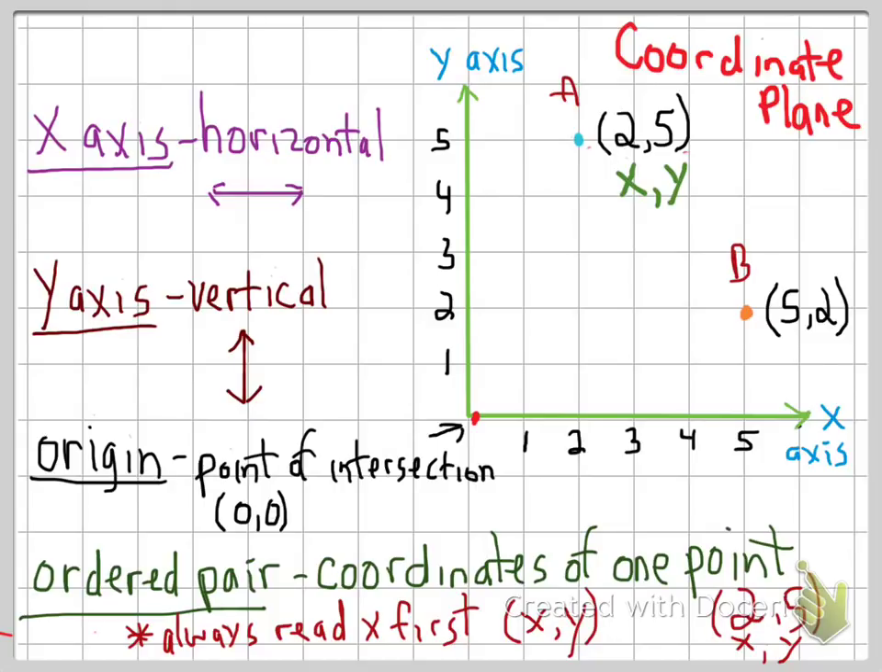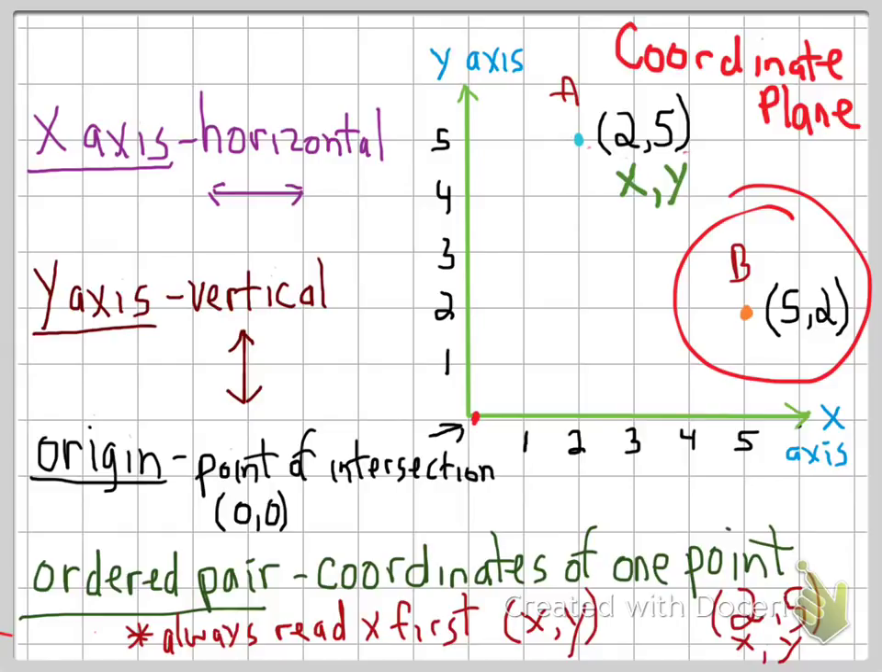And the last definition there is ordered pair, and that's the coordinates of any point. That means just any spot. Each point has a very specific location, an x and a y, and we want to make sure we read the x first. So the two examples we have here, if you look at point B, the orange dot here, that has coordinates of 5, 2.